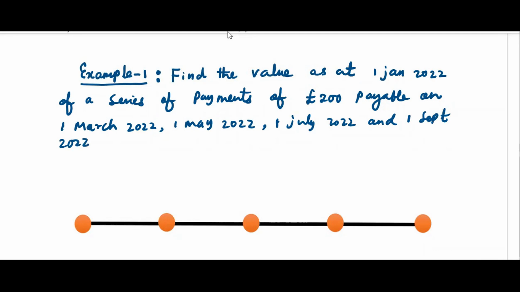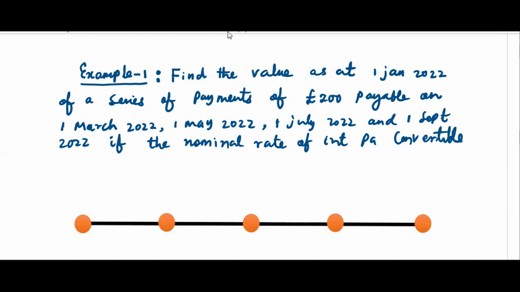I don't need to say the present value here because anyway you are finding the value as at 1 January 2022. Now let me give you the interest rate. The nominal rate of interest per annum convertible half yearly is 10%.